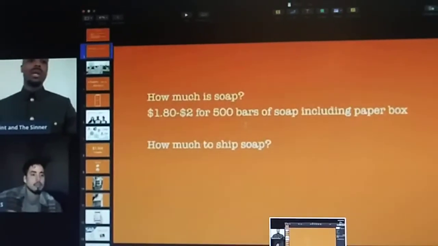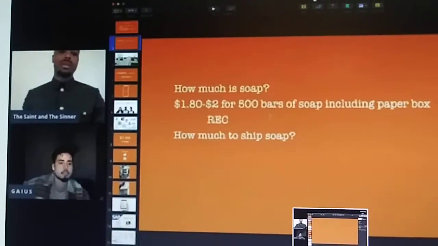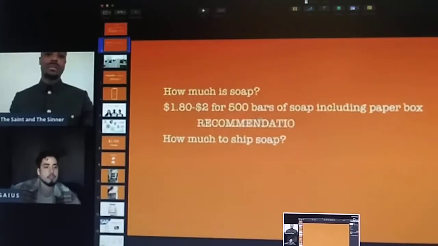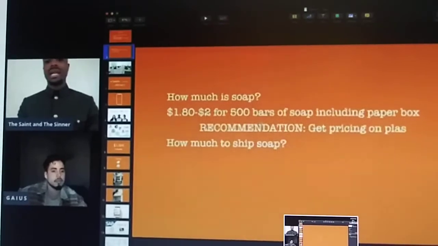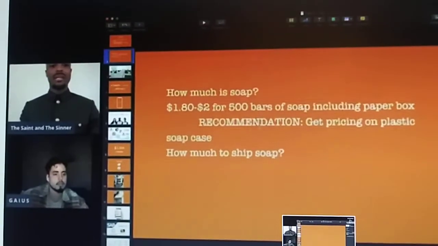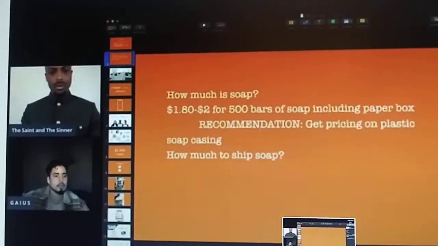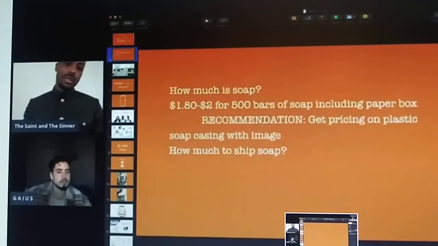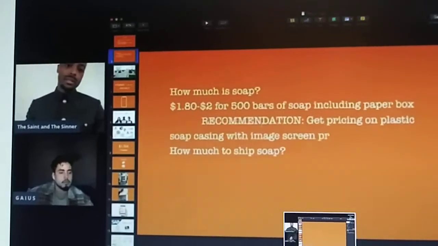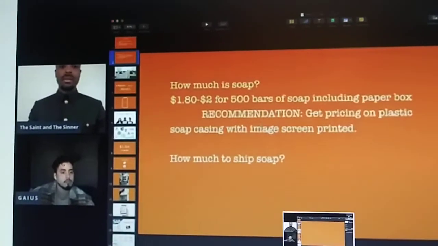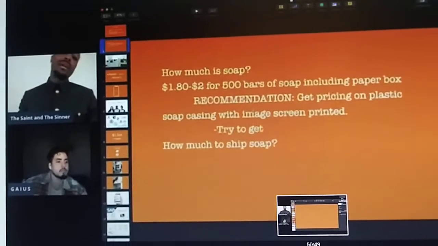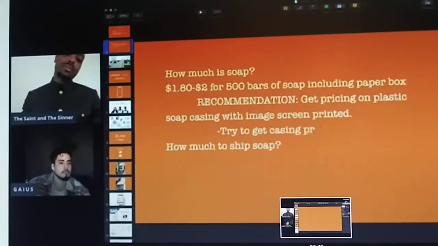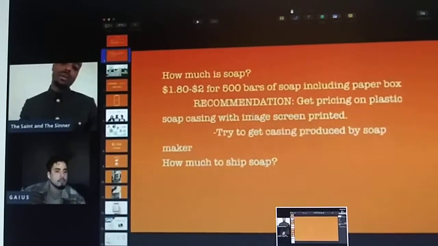Okay, so what I'm going to do is recommendation: get pricing on plastic soap casing with image screen printed. Okay? And here's another thing, guys. Try to get casing produced by the soap maker.